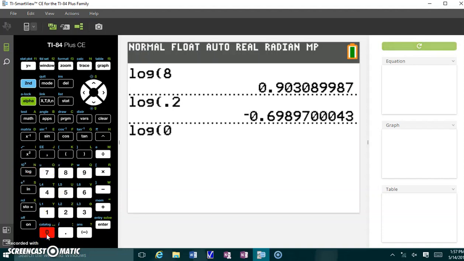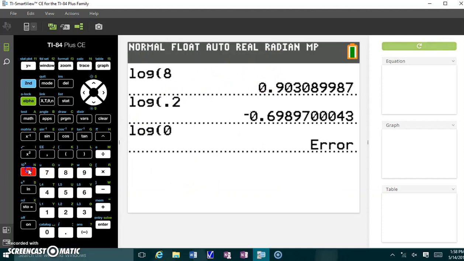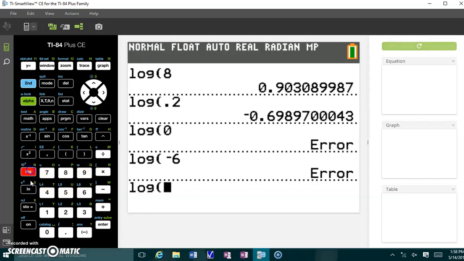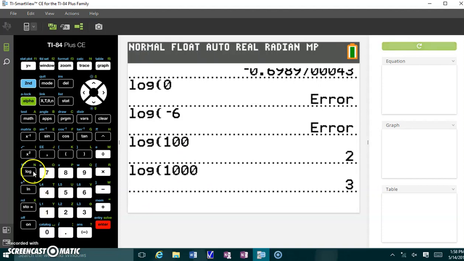What about log of 0? Oh, that doesn't work. I have a domain issue. Notice it says we'll talk about that in class. What about the log of a negative number? Oh, non-real answer. That's not going to work. Okay, what if I do log of maybe 100, a somewhat bigger number? It brings it down to 2. Log of 1,000 brings it to 3. We'll talk about why it does that, why it's a whole number.